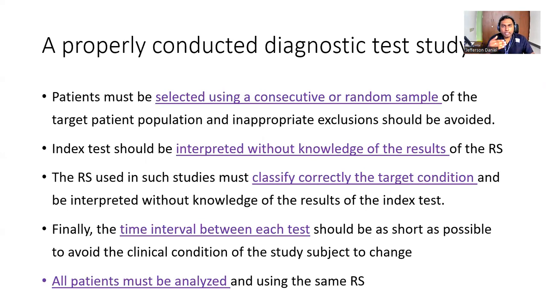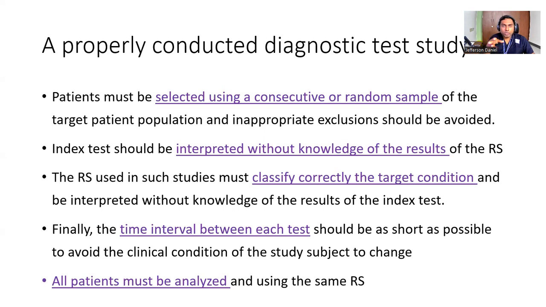The patients must be selected either consecutively or randomly. Okay, it cannot be convenience. It has to be either consecutive or random. An index test should be interpreted without the knowledge of the results of the reference standard. For example, in our study, you should not know the culture result before interpreting the TB LAMP result, or it should not be done by the same person. And the reference standard should be a good reference standard.